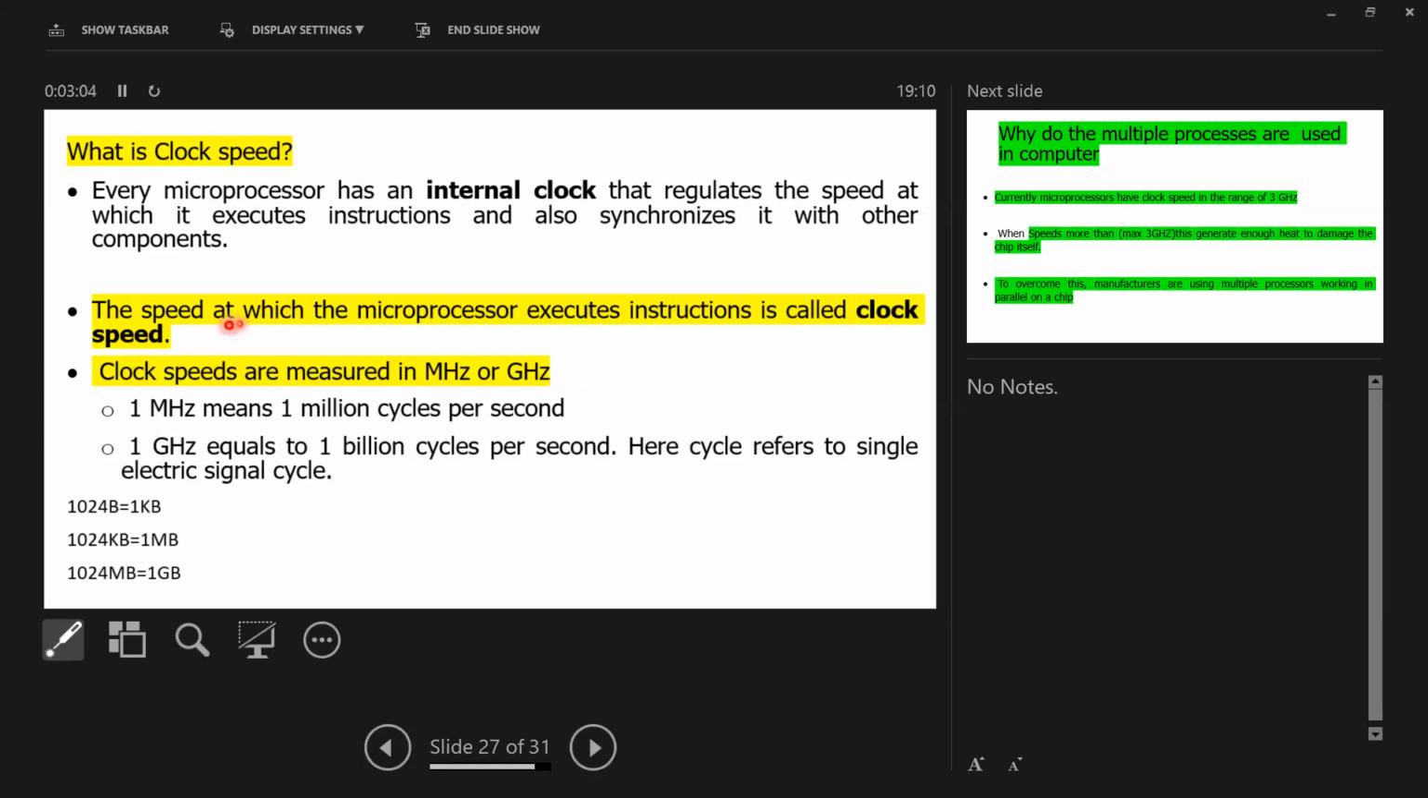Number of cycles per second we can count out, that is the hertz. So now the clock speed also is the number of cycles which can be executed by the processor. Which cycles? Processing cycles. How many processing cycles can be executed in the processor is called clock speed.